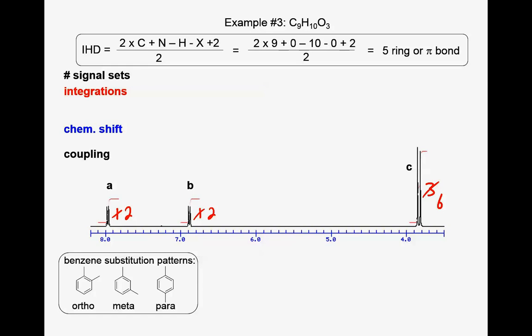All right, so again, anytime we see signals in this region of 7 to 8, what does that indicate? It indicates benzene. All right, so we've got A, B, and C, and so our integrations are 2 and 2. So the chemical shift indicates a benzene-like structure.